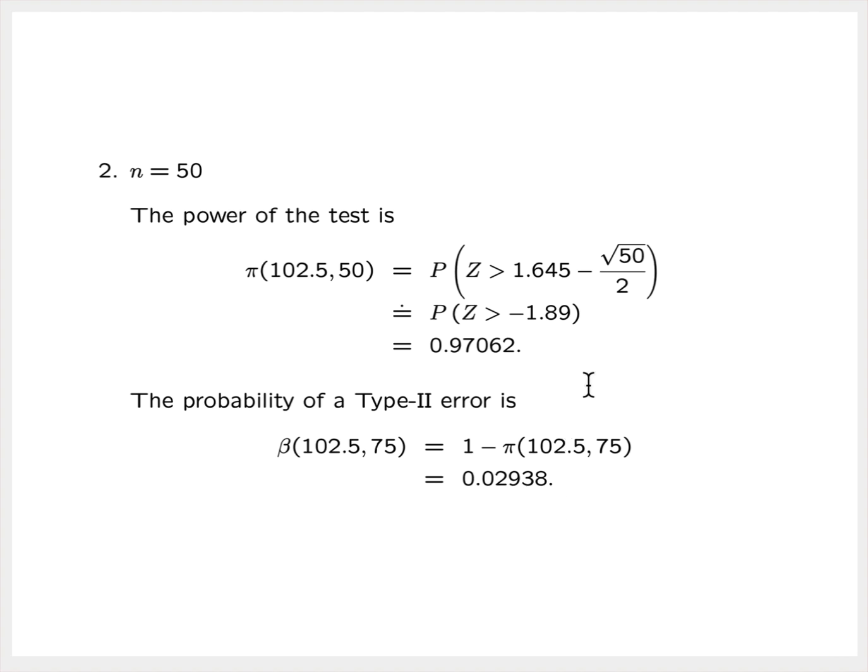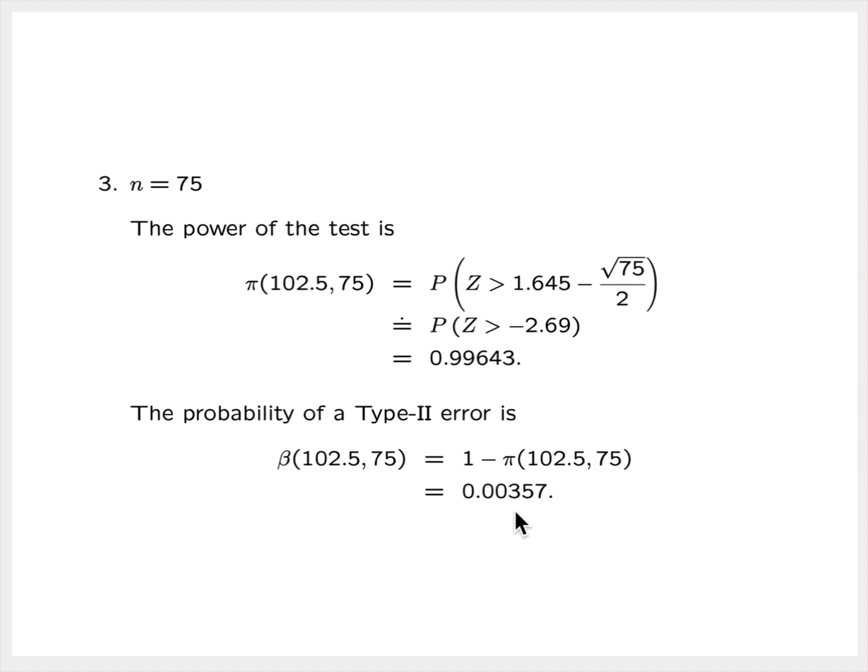If we increase the sample size to 50, then the power of the test will be 0.97062. And the probability of a type 2 error would diminish to 0.02938. And then finally, if we increase the sample size to 75, then the power of the test would be 0.99643, and the probability of a type 2 error would be 0.00357. So we can see here that as we increase the sample size, the power associated with the test increases, and the probability of a type 2 error therefore decreases.